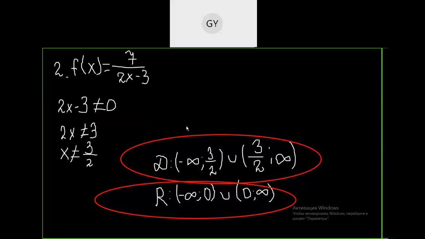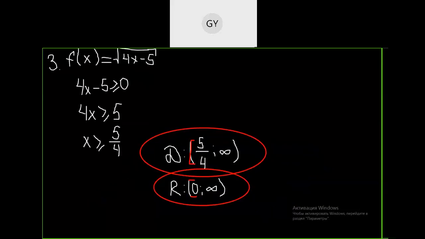It is a rational function. The third function, f of x is equal to the square root of 4x minus 5. And as we all know, there's only a positive number under the square root. And let's write like this. 4x minus 5 is greater than or equal to 0. 4x is greater than or equal to 5. Then x is greater than or equal to 5 over 4. It means that our domain is from 5 over 4, including 5 over 4, to positive infinity, and the range of this function is from 0, including it, to positive infinity.